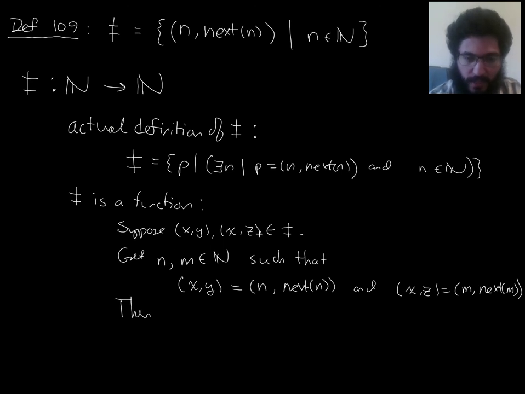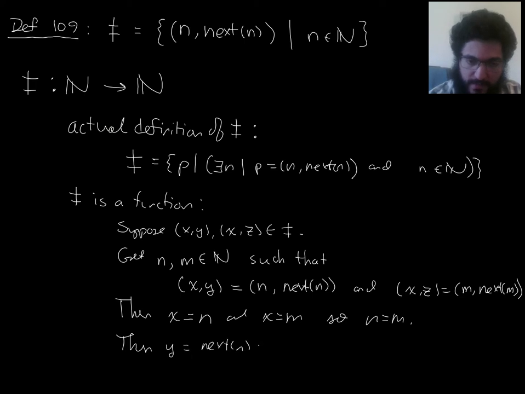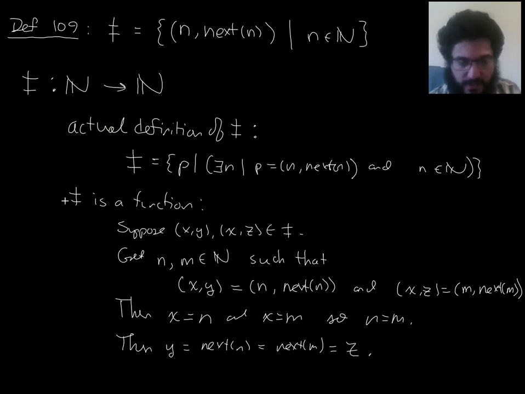Then the goal is to prove y equals z. So by essence of pairs, x is n, but also x is m, right? So n is m. Then y is next n, which is next m, just because n is m, which is z. Next m is z. So this is a function.